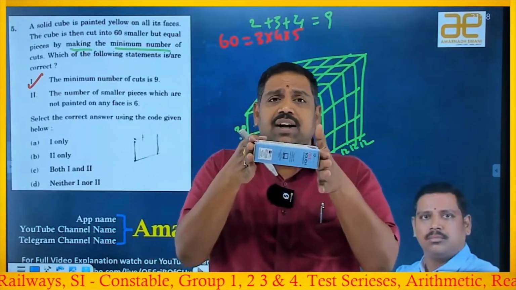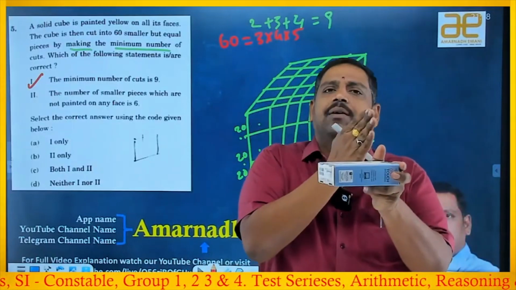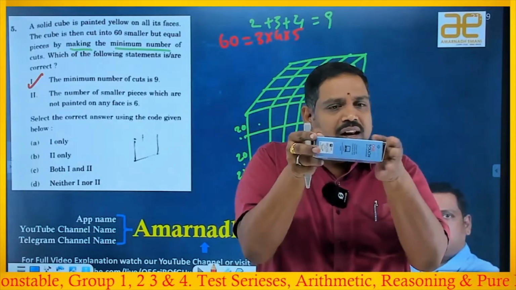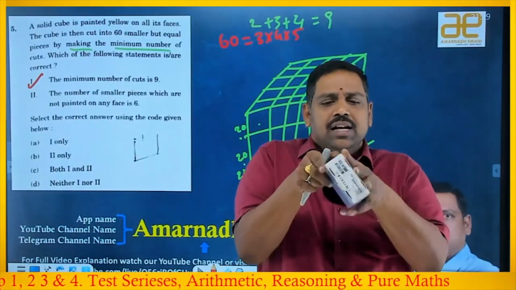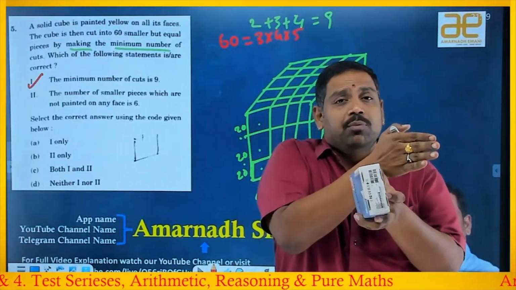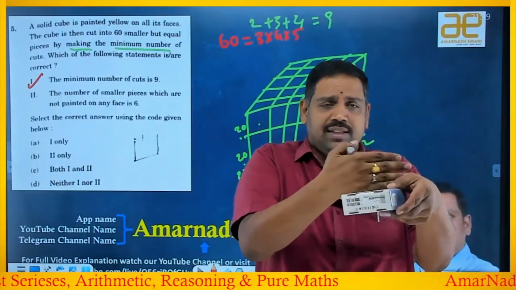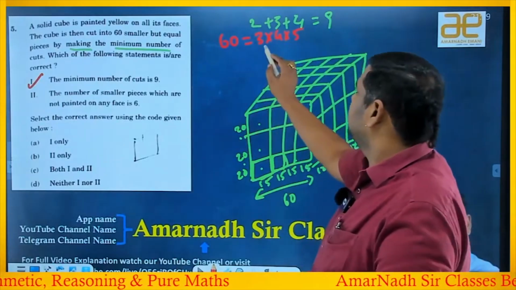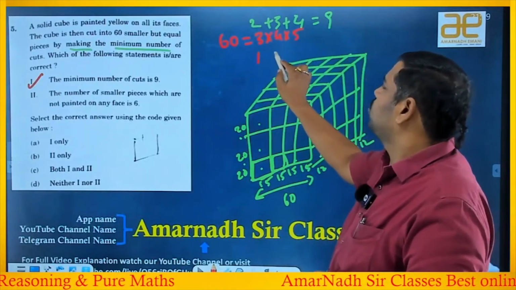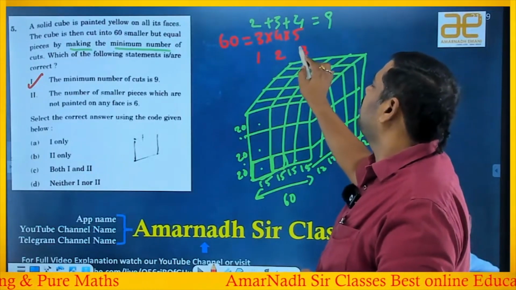Okay, suppose this one has 3 pieces per side. Then the outer layer here and here I have to remove now. Here also I have to remove the outer layer, and here also. When you remove the outer layer on each side, you have to reduce 2 pieces. When you reduce 2 pieces, 3 minus 2 is 1, 3 minus 2 is 1, 3 minus 2 is 1.